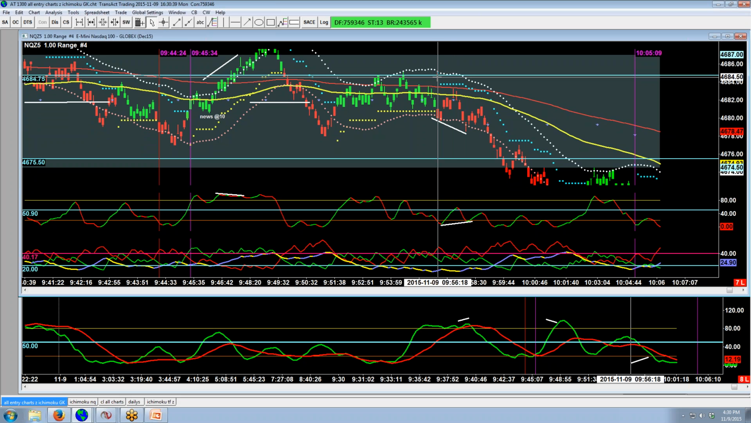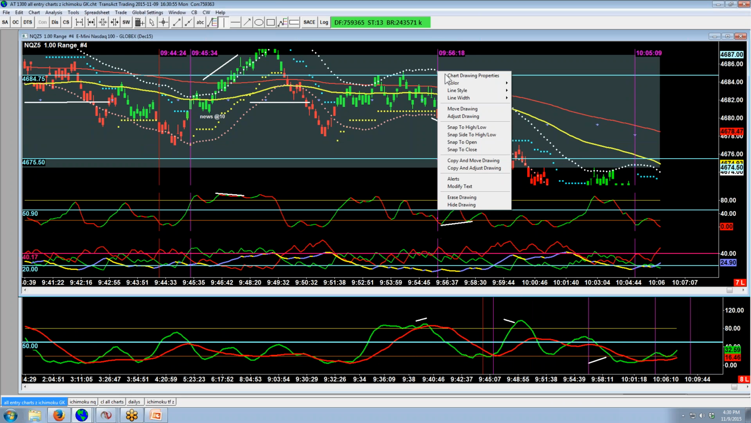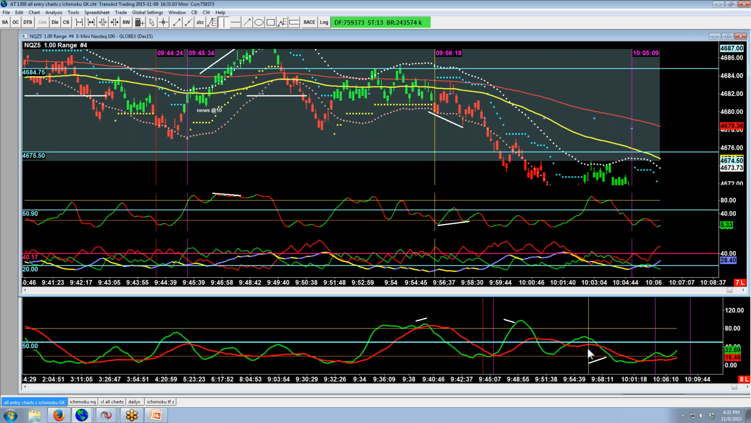So here at 9:56, just before the news item comes out, we do not agree on the anchor chart. And what I'll do is I'll just put a line here in yellow so you can see it on the bottom chart. So that would be where it was. I want my green line below my red, so that's a pass.